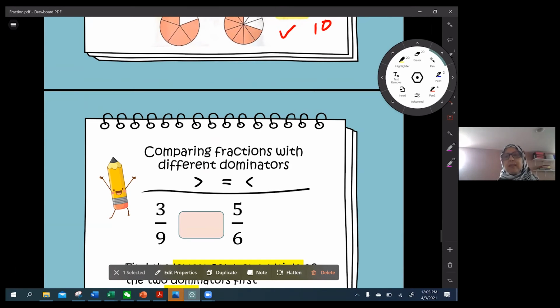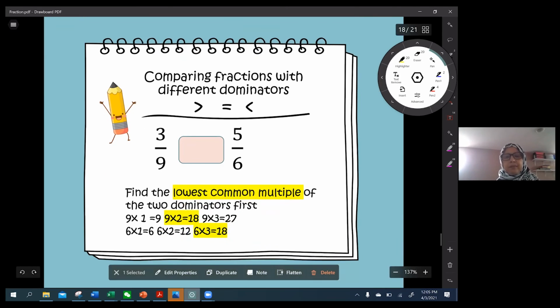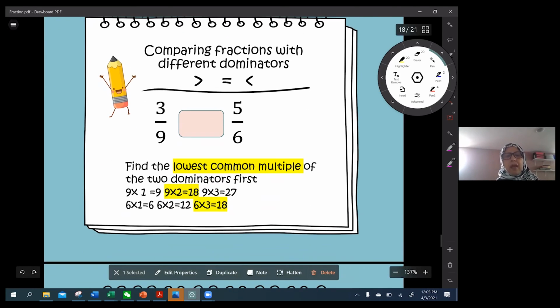Okay, so what I'm going to do is start doing my multiplications. I'll do 9 times 1 equals 9. 9 times 2 is 18. And I'm going to do 9 times 3 equals 27. Okay, I kind of know, so I will stop here. And then I'm going to try 6. 6 times 1 is 6. 6 times 2 is 12. 6 times 3 is 18.